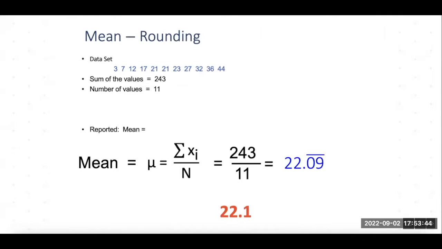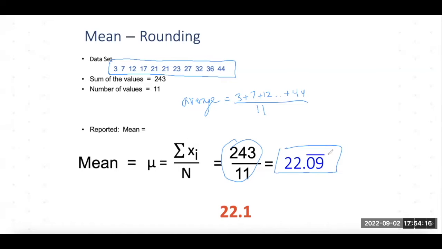So we have a data set here. These are basically a bunch of numbers. If you want to get the average, add up each of these numbers, then divide by the number of values in this set. In this case, it's 11. If you do that, you get 22.09 repeating, so 22.090909. We round to only one more decimal place than the original value. Let's say there's a 44. We don't have any decimal places here. So we're going to round this 22.09 repeating to one decimal point.